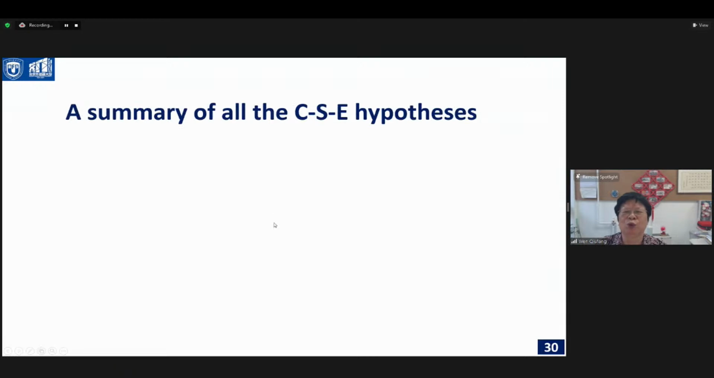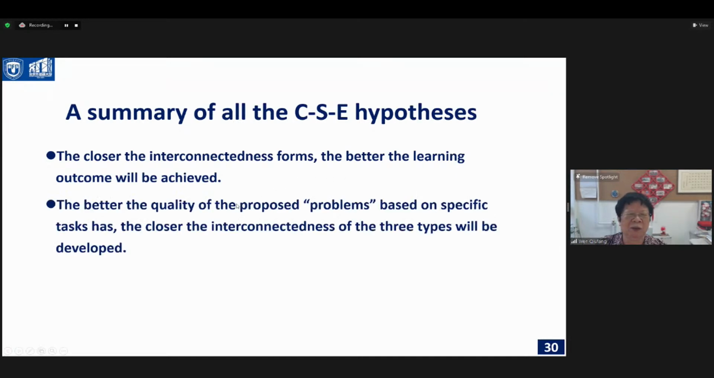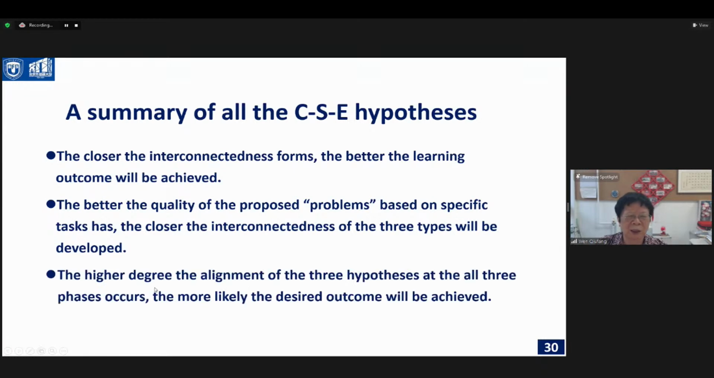Now, I don't have time to talk about each hypothesis in detail, just to give you a summary. Generally speaking, the closer the interconnectedness forms, the better the learning outcome will be achieved. The better the quality of the proposed problems based on specific tasks, the closer the interconnectedness of the three types will be developed. And the higher the degree of alignment of the three hypotheses at the three phases, the more likely the desired outcome will be achieved.